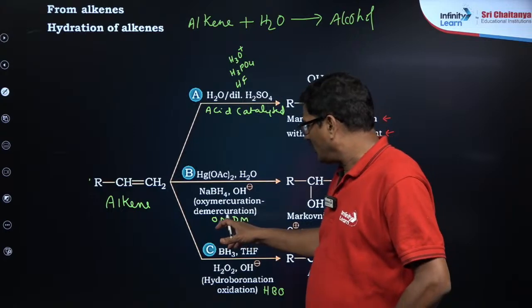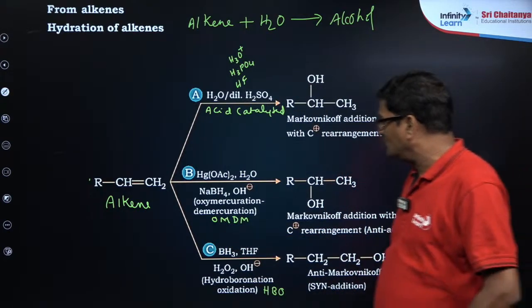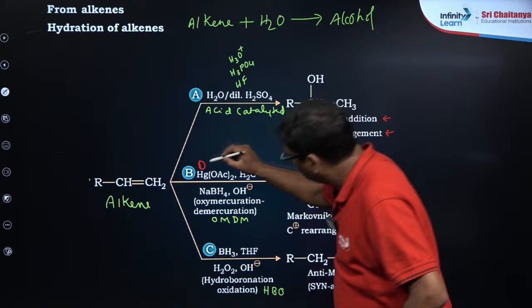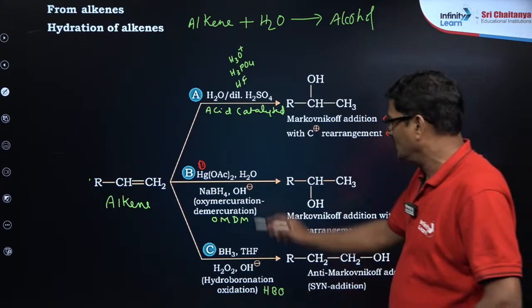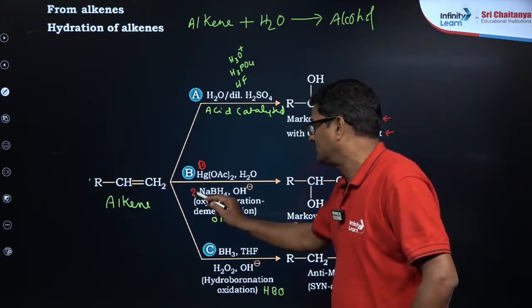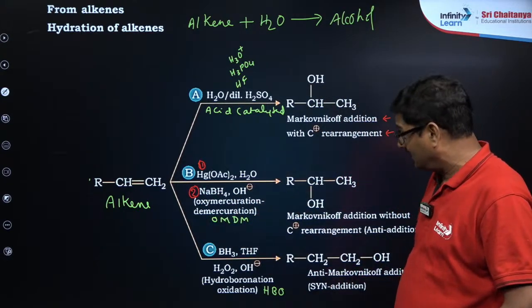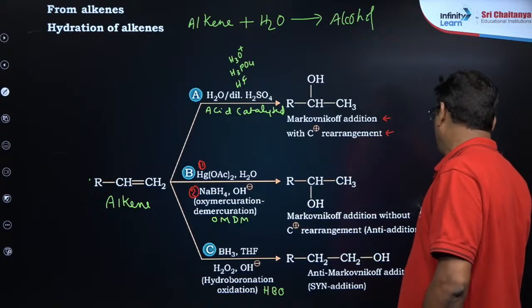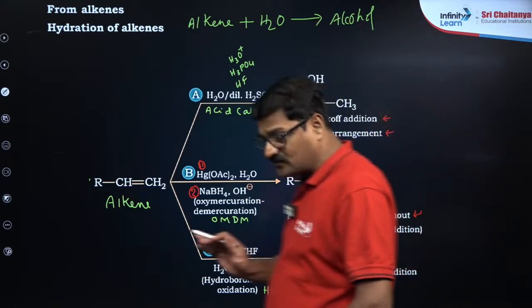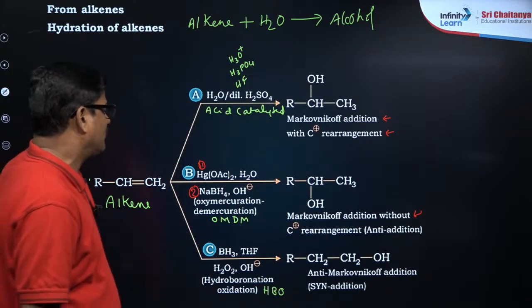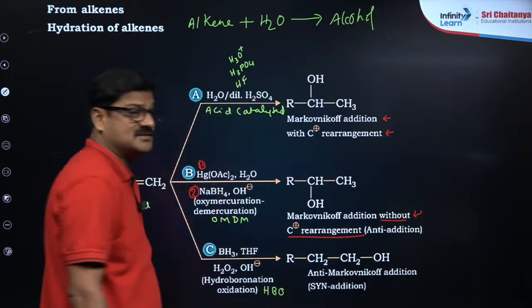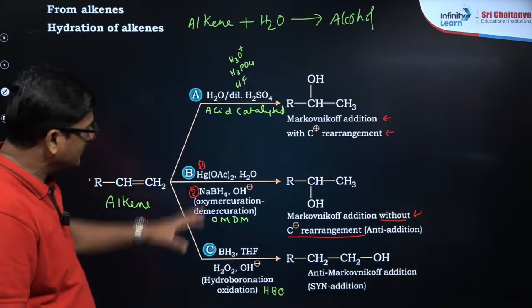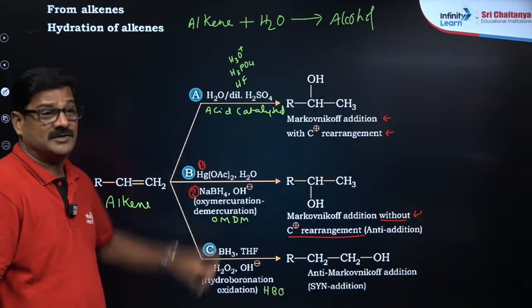Now, when you talk about oxymercuration, demercuration, it is a two-step reaction. Step 1 is mercuric acetate in water, and step 2 is reduction, NaBH4 in the presence of an alkali. In this two-step reaction, the product is formed according to Markovnikov addition. Carbocation is not formed, so there is no carbocation rearrangement. You have to read the statement like this. Got it? And it is anti-addition. So what is anti-addition? What is syn addition? We will show you in the next slide, right?